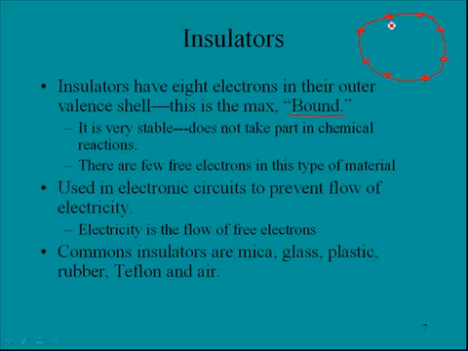And so these electrons are simply not going to be able to move. They're bound into their particular orbit, and they're not going to go anywhere. Insulators are used in electronic circuits to prevent the flow of electricity. These are commonly used, for example, in high power lines. Lines will connect to their poles through an insulator because they don't want the voltage to short out to ground, so they connect them to insulators. Insulators are typically mica, glass, plastic, rubber, Teflon, and air.